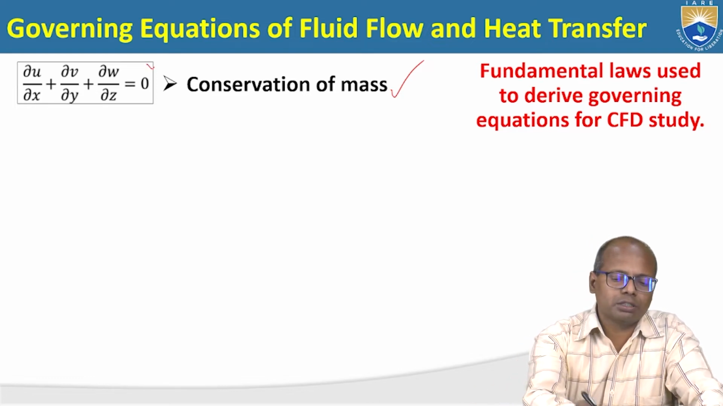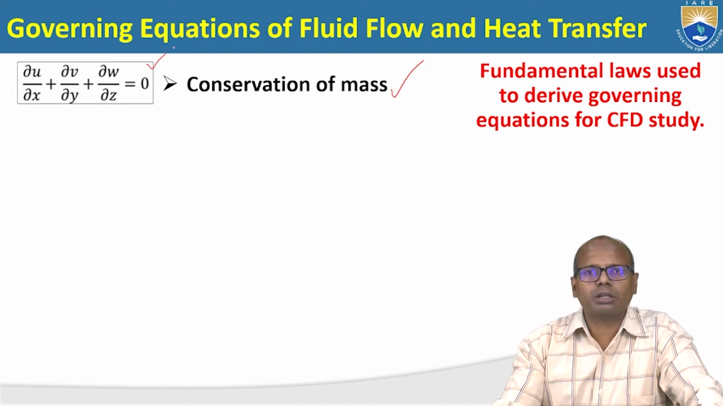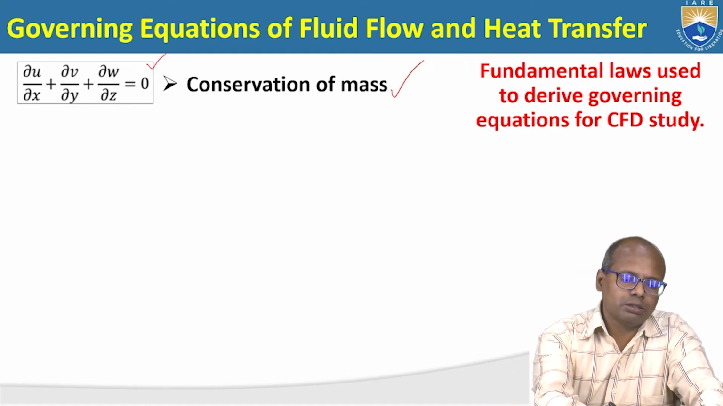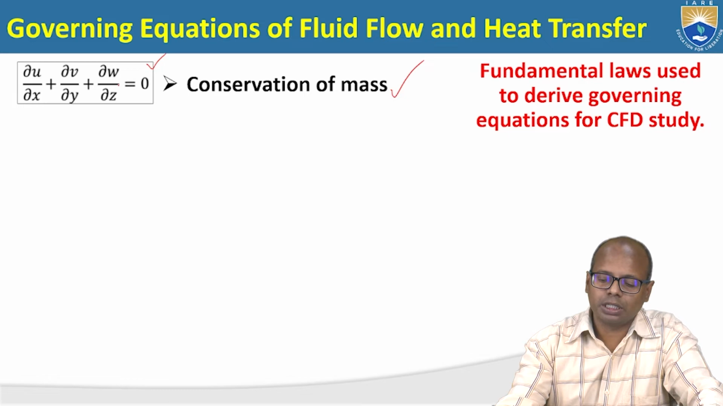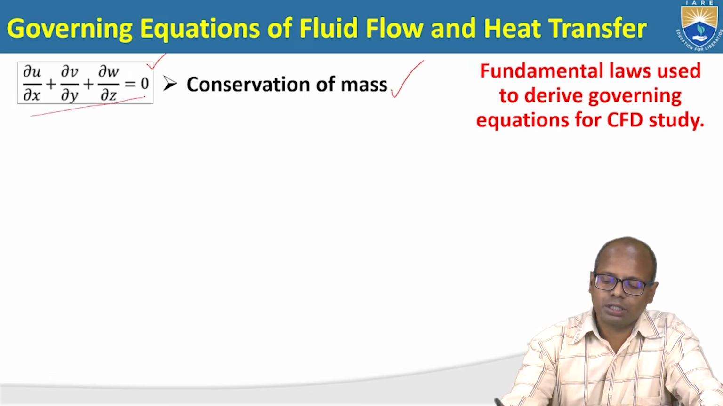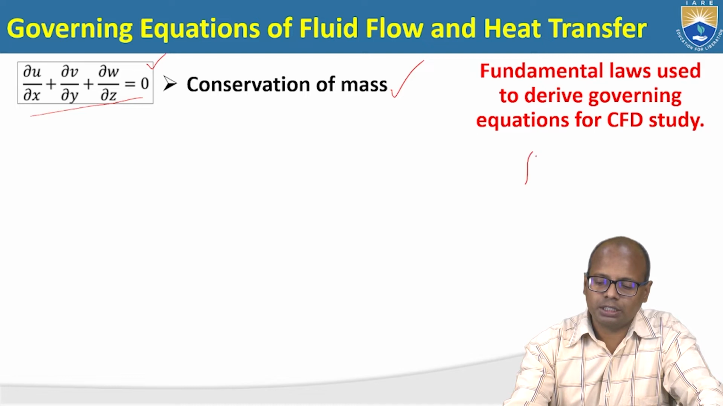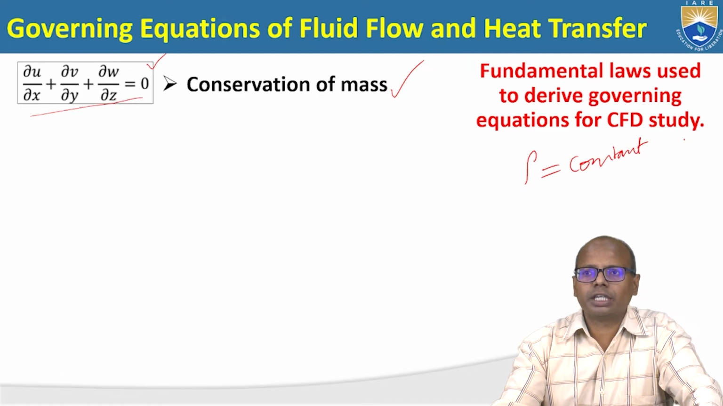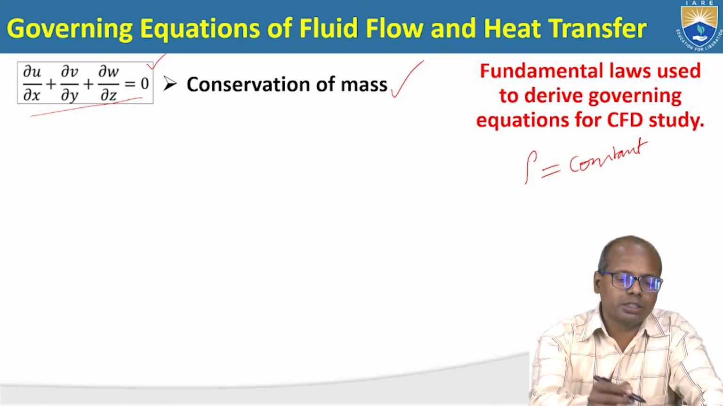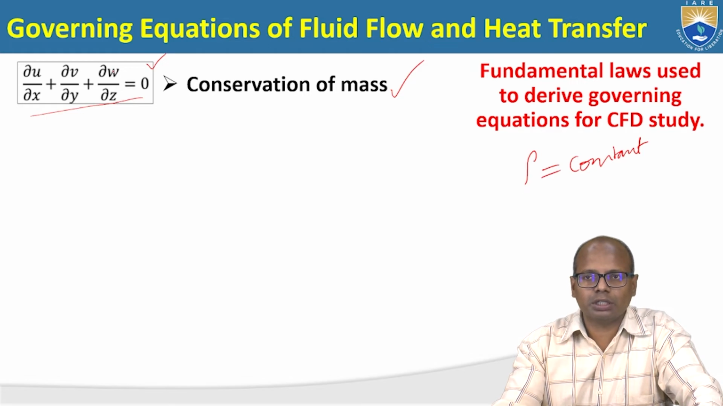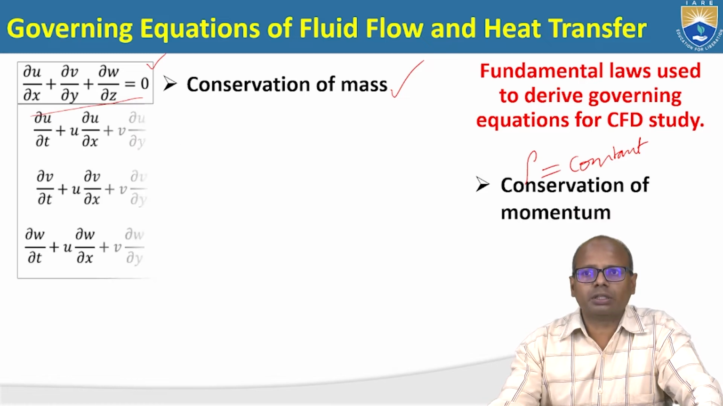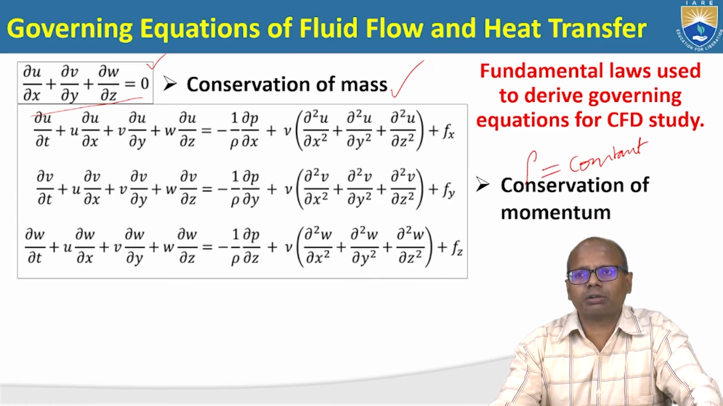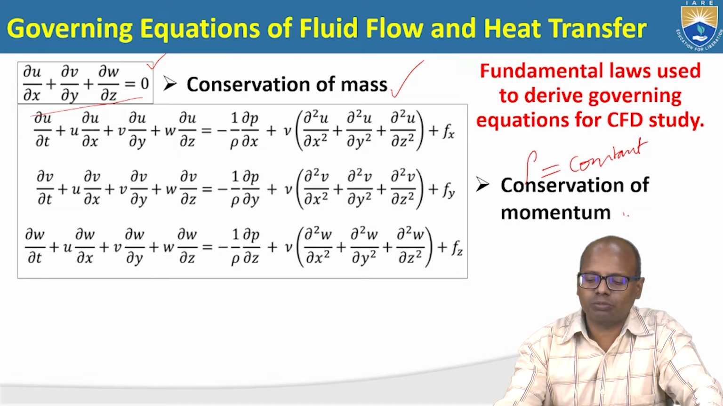From that we get this equation, and this equation is called the continuity equation. And here you can see there is nothing related to mass, because the assumption behind this equation is that the density is constant. Because of that, the rho is eliminated from this equation, and that is why this is the simplest form of the continuity equation.